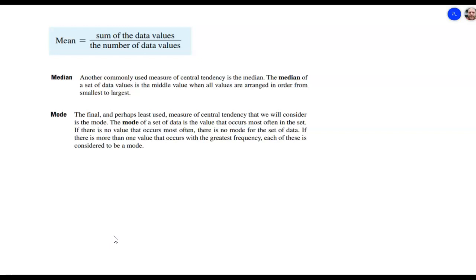Today we're going to be taking a look at section 4-2. This is measures of central tendency. Specifically, we're going to be looking at the mean, the median, the mode, and we're also going to be looking at some distribution tables after that. So let's go ahead and get started.